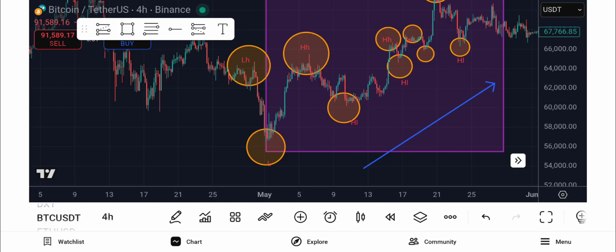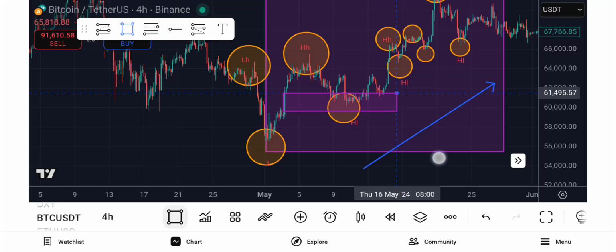Okay, so now first, what do you see here? Fair value gap, right? A fair value gap is 3 candles and the gap between the first and the third. So 1, 2, 3, and the gap between the first one here and the third one here. And you're just gonna drag out the rectangle, right?